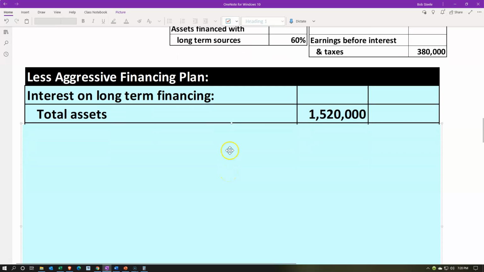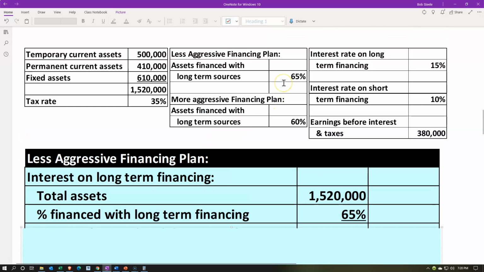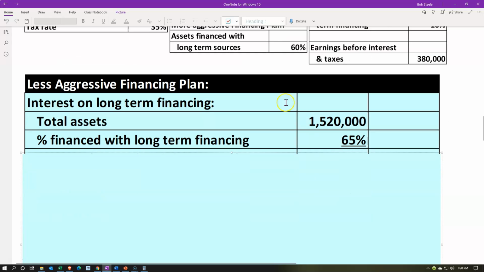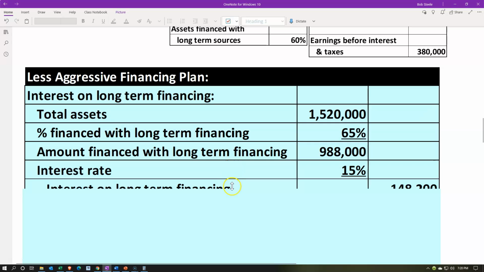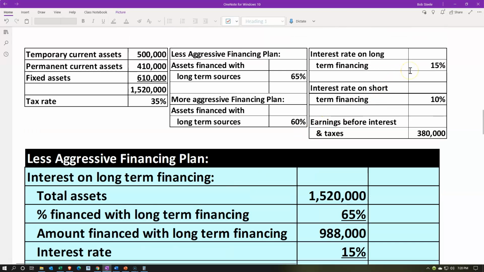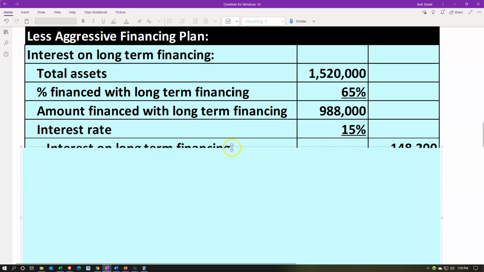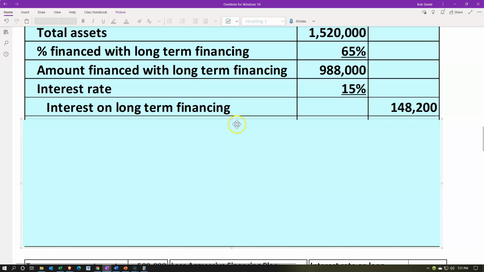So interest on long-term financing, we got the total assets are going to be that $1,020,000. We said the first plan is going to be 65% using the long-term financing. So I'm just going to multiply that times the 65%. That's going to give us the amount financed with long-term financing at the 988. Then we're going to take the long-term financing, which we said was at the 15% on the financing, giving us the interest on the long-term financing, the $148,200.